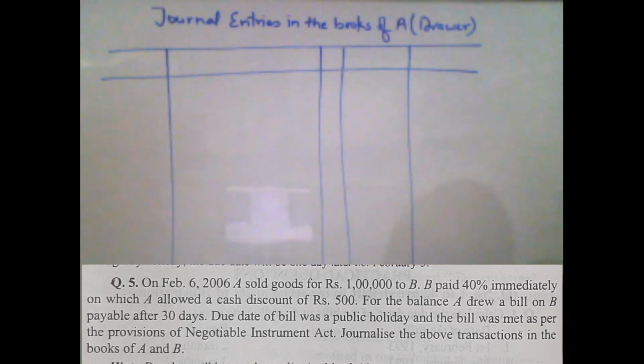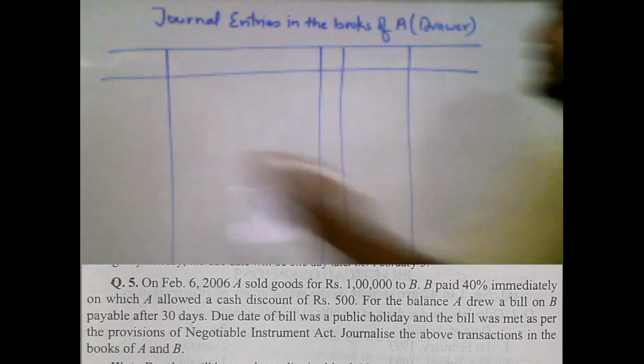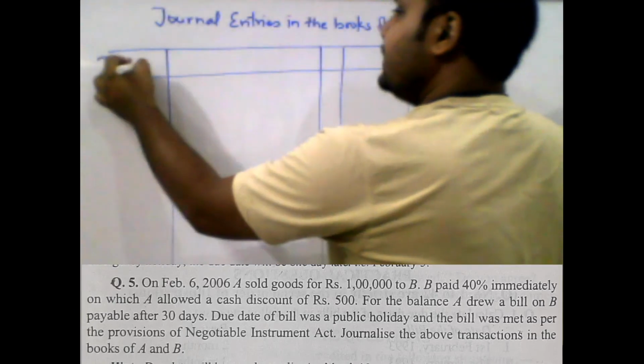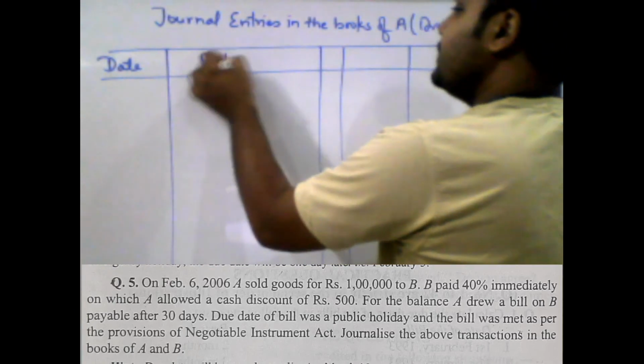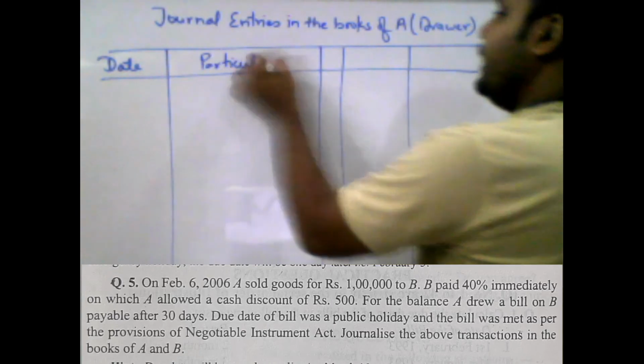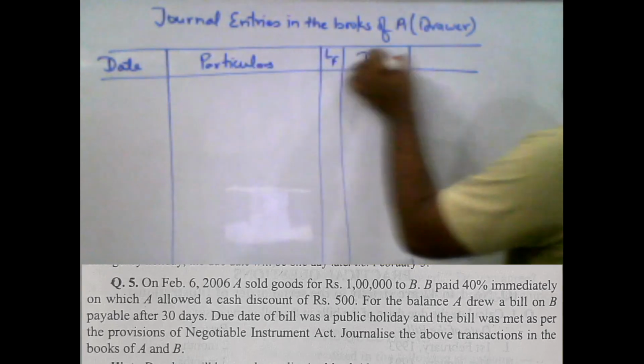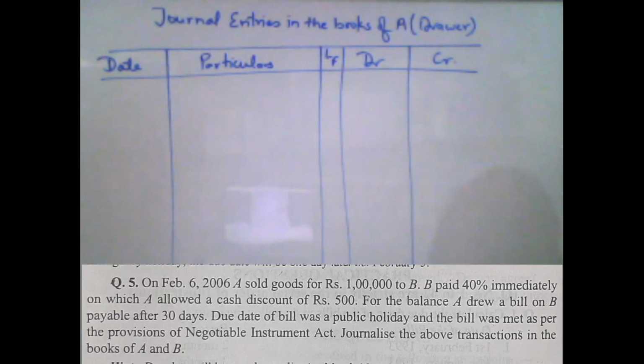First of all we write down the name, journal entries in the books of A, that is the drawer, and thereafter we write down the heading, that is date, particulars, LF, amount debit and amount credit. Okay, so we start the solution. So what is the solution?